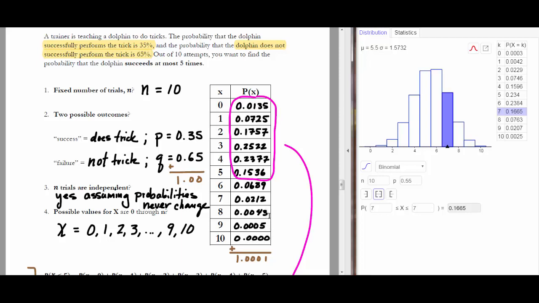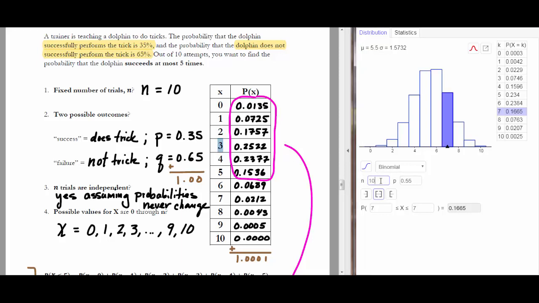Looks like our peak here is at, we'll talk about that, dealing with mathematical expectation. But let me go ahead and set that up. Notice here the 3 has the most likely probability at 25.22%, so we could expect that out of the 10 attempts the dolphin would perform 3, or about 3, maybe in between 3 and 4 tricks correctly.